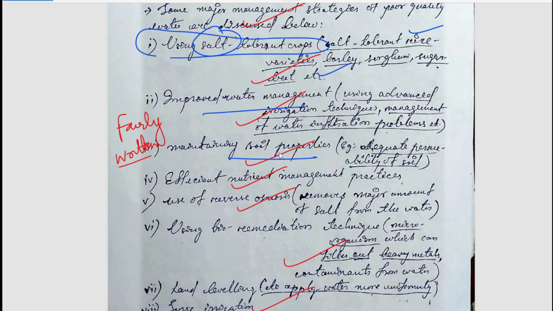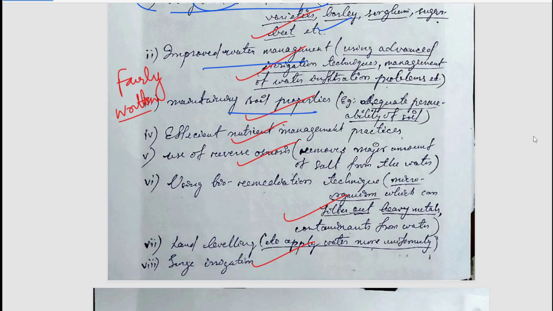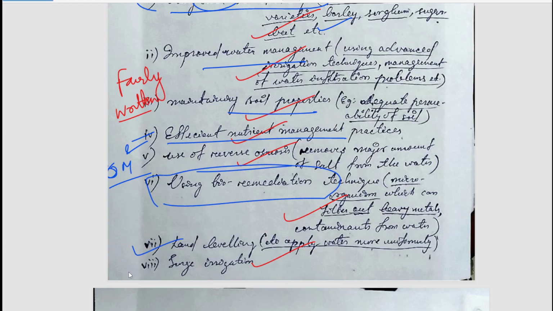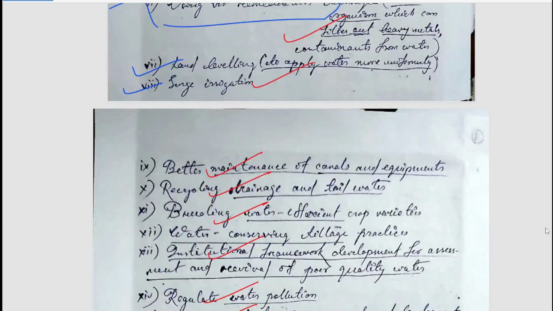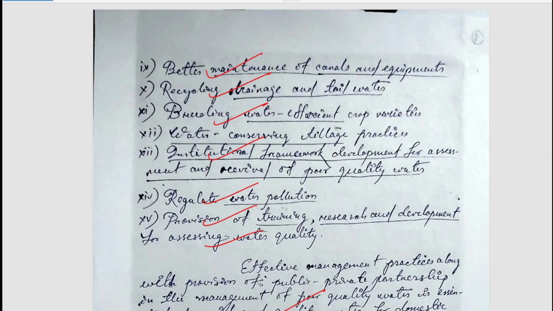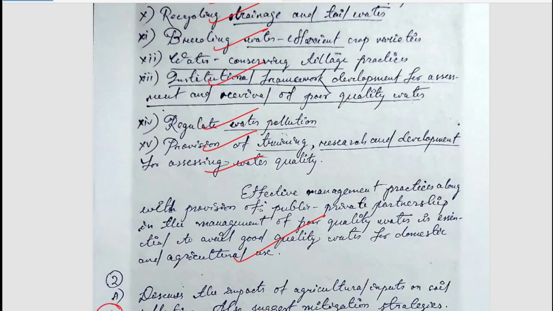We should maintain soil properties, such as the proper nutrient availability of soil, through some practices. Adding organic matter, and efficient nutrient management, as I have just discussed. Addition of organic matter, use of reverse osmosis, bioremediation techniques can be used. Land leveling, single irrigation. So well written points. You can simply pause and read other points if you want to.